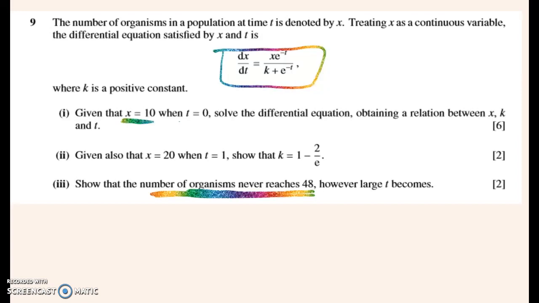Now we've got two conditions that we're going to work in once we've done the initial integration. We've got an initial condition when t is 0, x is 10, and then the next one when t is 1, x is 20. We have to show that the constant k pops out as this, and then we'll do the last bit. So it's not too bad, so give it a go, and then I'll walk through it.